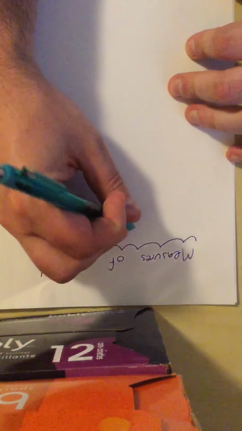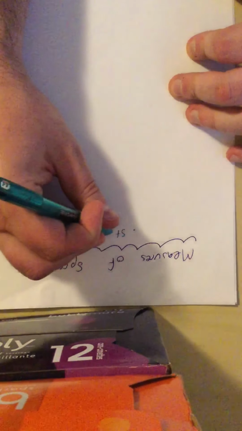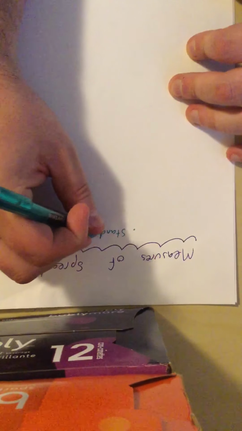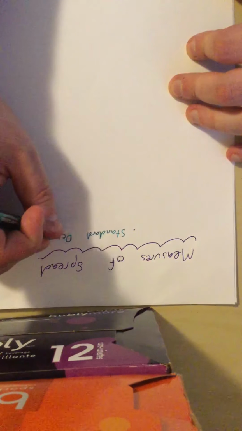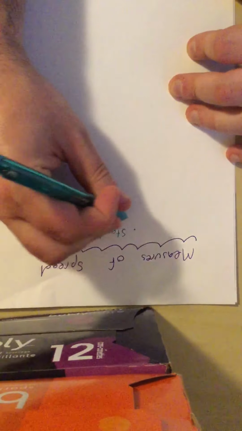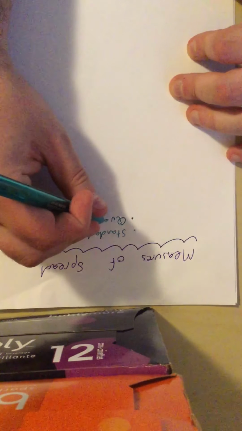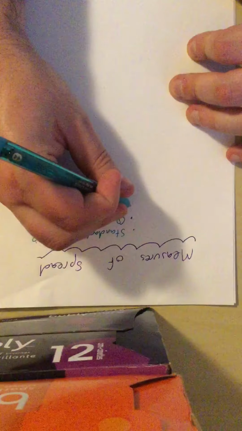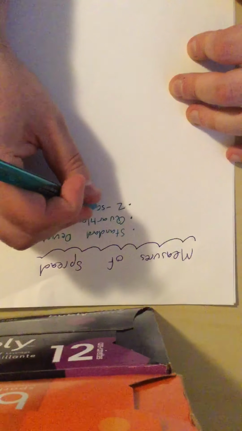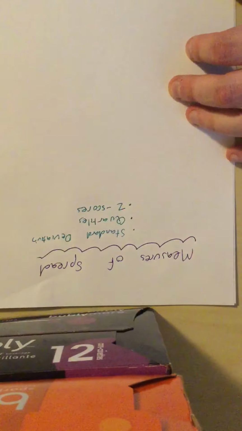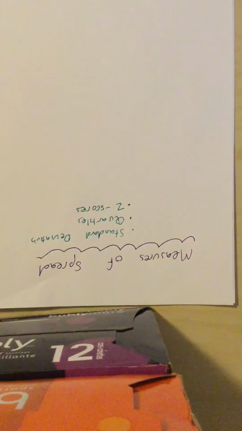Okay, so today we're going to be talking about measures of spread. We're going to talk about standard deviation, quartiles, and something called z-scores, which seems like a silly random name, but it's going to be actually pretty relevant for the next unit.